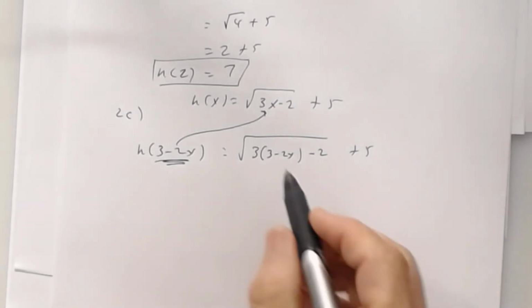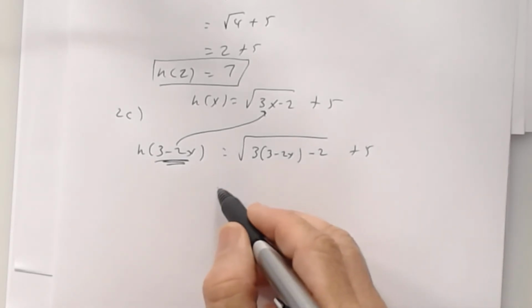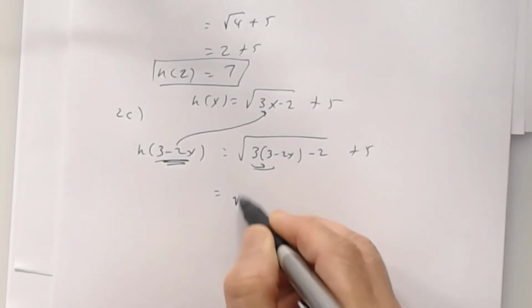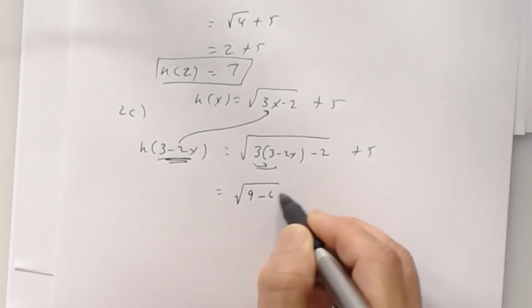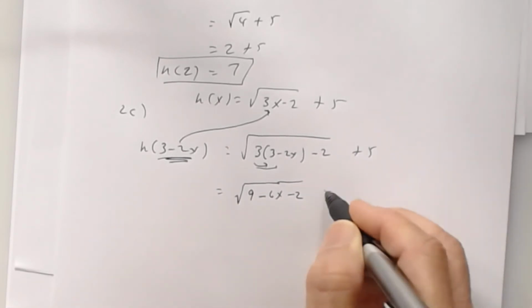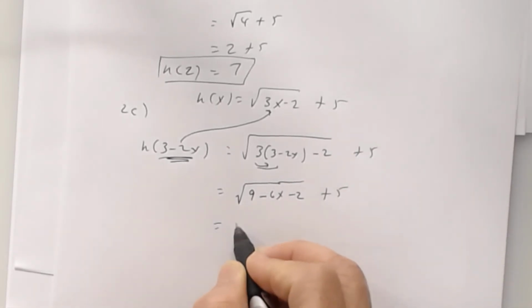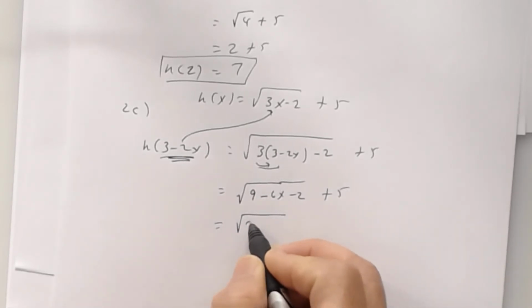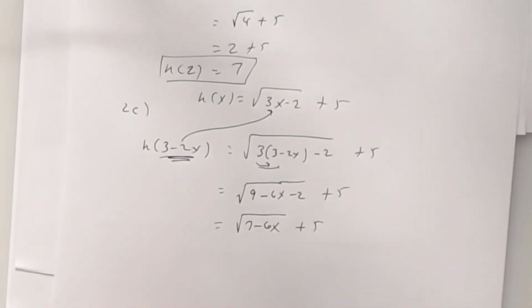All right, now we've got to simplify the radicand. So how do I simplify the radicand? Distribute the 3. So I get the square root of, tell me what to write, 9, good. Minus 6x, what else? Minus 2, and then on the outside I say what? Plus 5. Simplifying the radicand, I get what? 7 minus 6x plus 5. Just like if this was the absolute value of 7 minus 6x, you'd stop, right? Just like in the previous problem. Same thing here. You stop there.